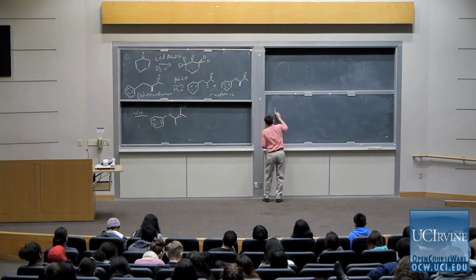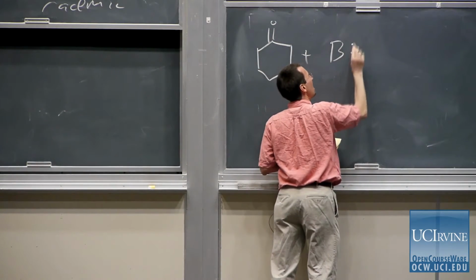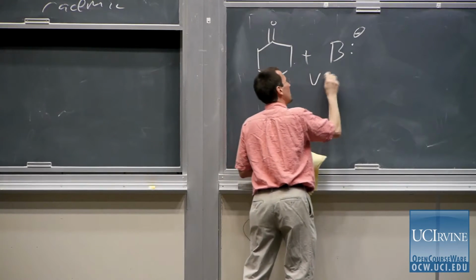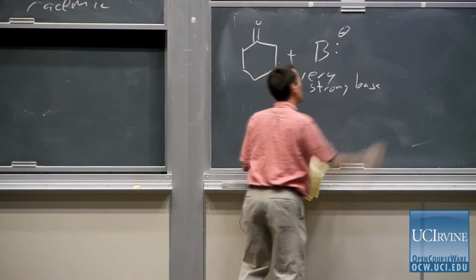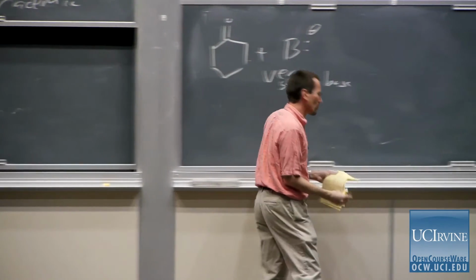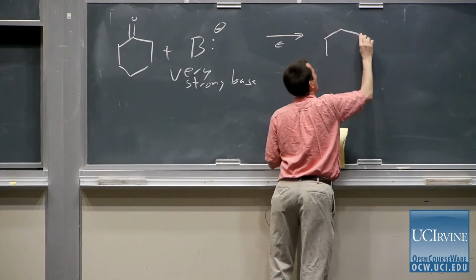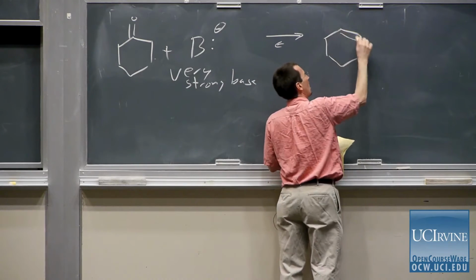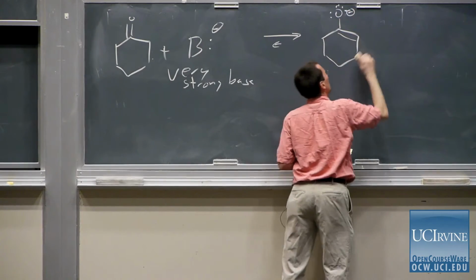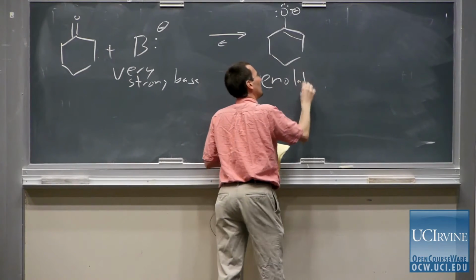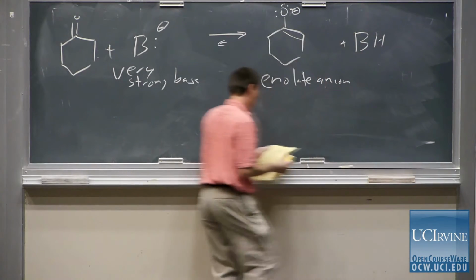If you have something like cyclohexanone and a base, I'll write it as B minus, let's say, a very strong base. In other words, pKa of the conjugate acid much greater than 20. Then we have an equilibrium that lies way, way, way to the right, often so far to the right that we can just ignore the left arrow, to give us the enolate anion and our protonated acid.